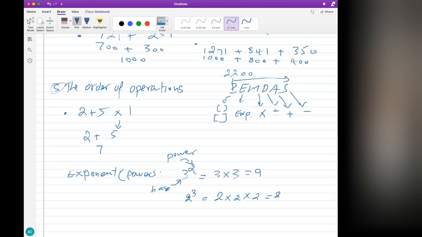So this is one of the common mistakes. People think it's 2 times 3. It's not. I have to break it down first.